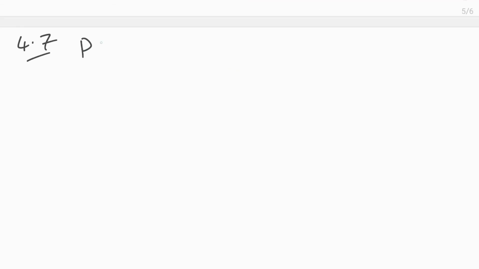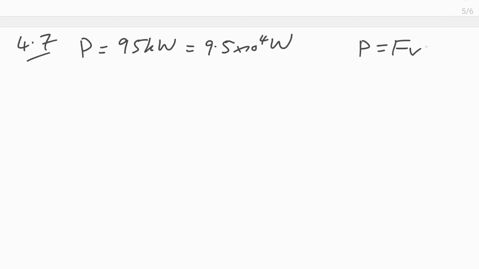4.7. The car has a maximum power output of 95 kilowatts. Maximum velocity, I know this is going to be P equals FV already because power and force is always going to be that. So even before we start, let's write that down. That's just a reworking of work done equals force times distance, of course. It's just that equation divided by time. So we're probably going to use that.